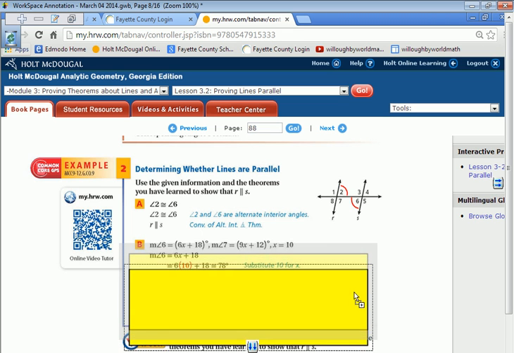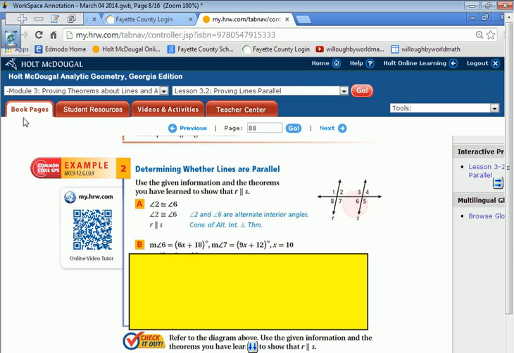Okay. So let's take a look at the next one. On the next one, they give us angle 6 and angle 7. So let's look at those. 6 and 7. What kind of angles are those? Same side interior. So what's my last line going to be? Converse of the same side interior angle here.